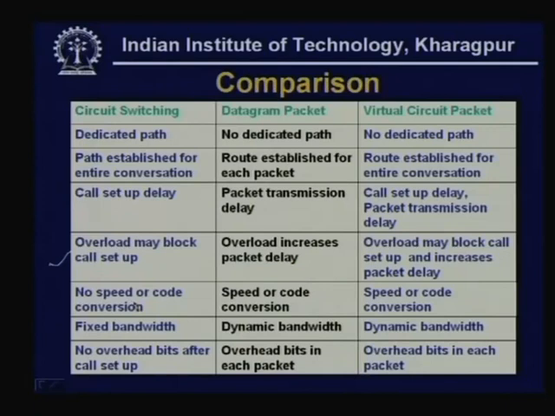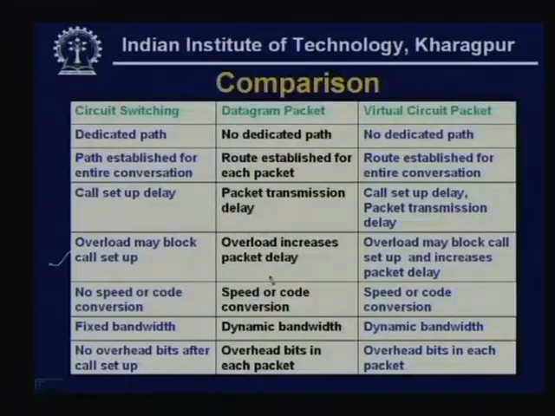Then, as I mentioned, in circuit switching there is no speed or code conversion. Since all the data has to go through the same path, guaranteed bandwidth is provided, big or small, and there is no conversion in between. So, if the sender is sending at the rate of 64 kilobits per second through the entire path, the data will go at the rate of 64 kilobits per second. On the other hand, in case of datagram packet switching, speed or code conversion is possible.